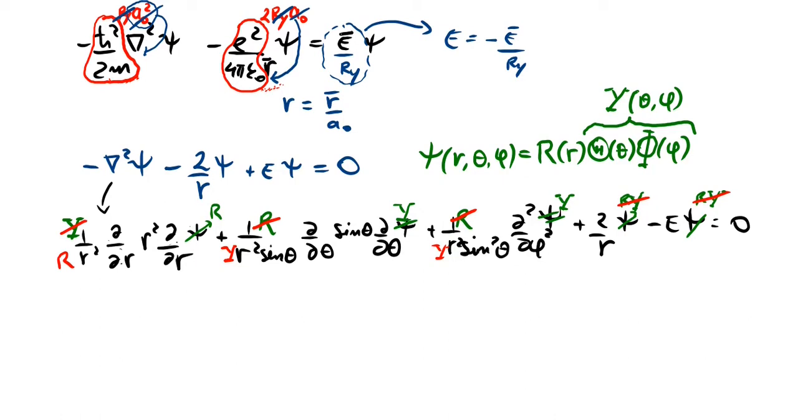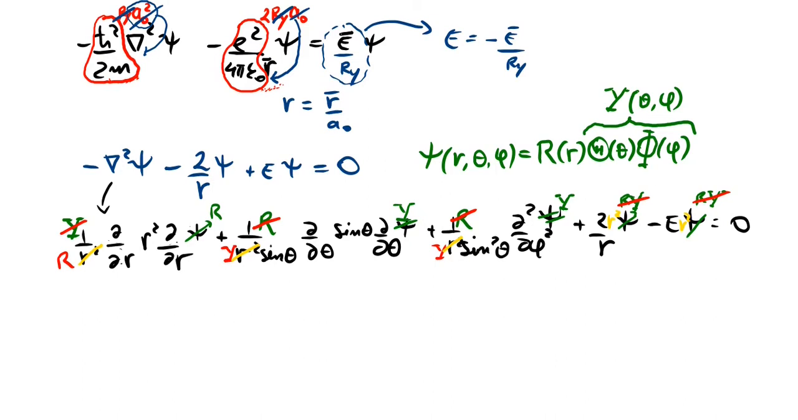If I multiply everything by r squared, then this term doesn't have r squared anymore. This one doesn't have r squared. This one, it will have an r squared here and an r squared here, right? And this one will also cancel this r squared here.